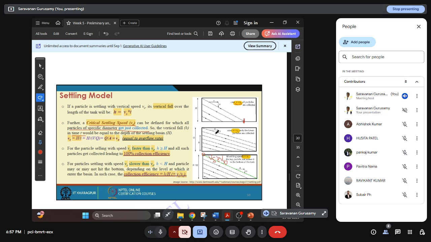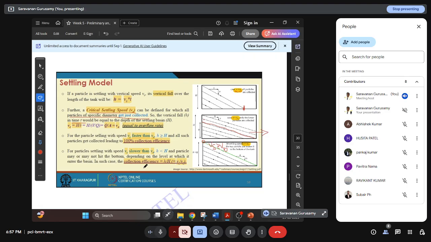If the settling velocity is lower, some particles are removed up to here and some more particles go out along with the system. So how to find the efficiency? If the Vs is greater than Vc, all the particles are removed, so 100% efficiency. If it is equal, again 100%. If it is less than, then Vs by V will be my efficiency of removal. You got it? So that's the collection efficiency.